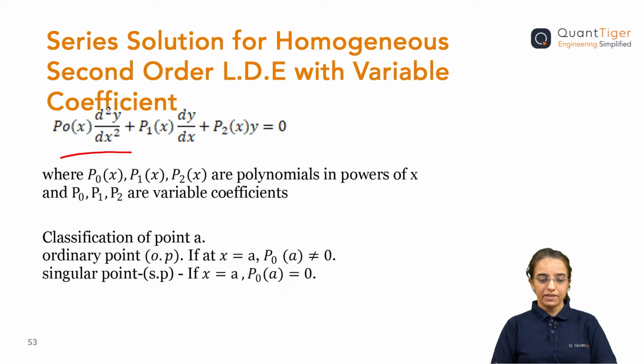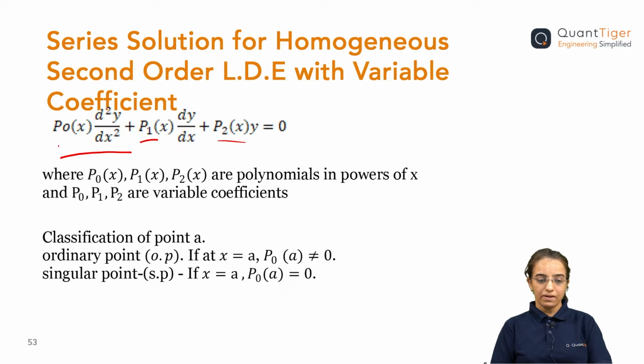So I have written it here first, which is p0(x) d square y by dx square, second order differentiation, plus p1(x) dy by dx plus p2(x) into y, which is equal to 0. In this equation, p0(x), p1(x), p2(x), what are these? These are nothing but polynomials in powers of x, and p0, p1, p2 are nothing but the coefficients, variable coefficients.